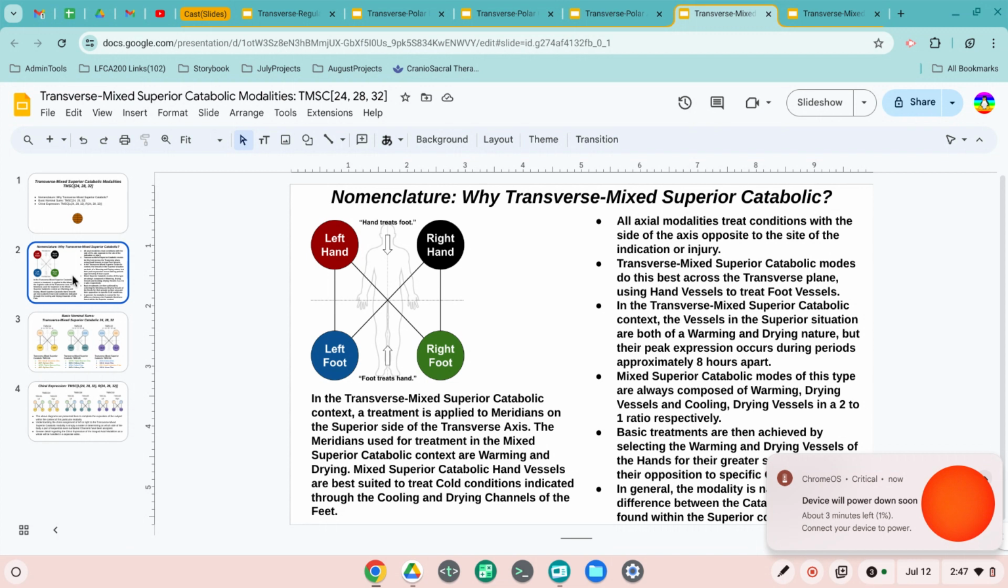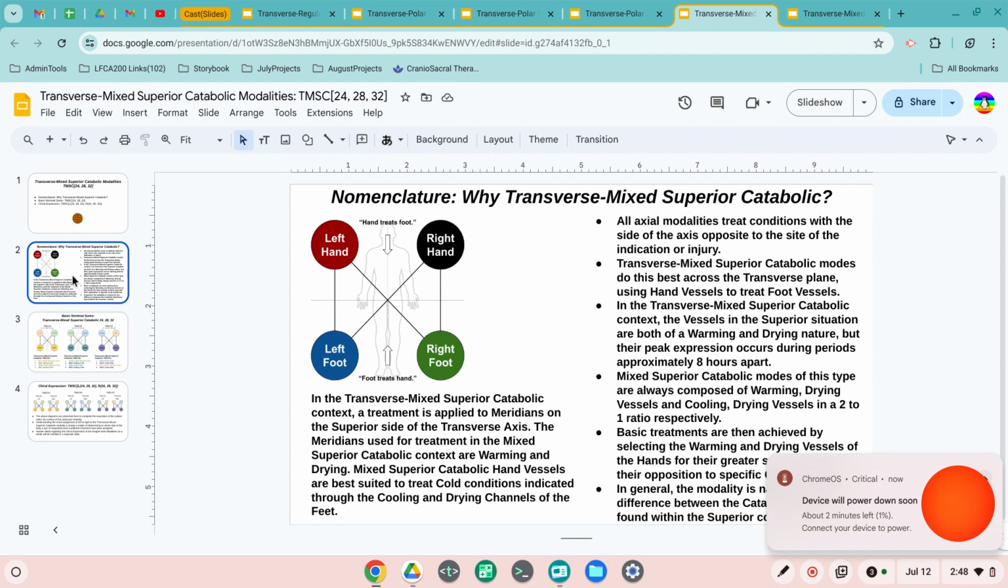In the transverse mixed superior catabolic context, the vessels in the superior situation are both of a warming and drying nature, but their peak expression occurs during periods approximately 8 hours apart. Mixed superior catabolic modes of this type are always composed of warming drying vessels and cooling drying vessels in a 2:1 ratio respectively. Basic treatments are then achieved by selecting the warming and drying vessels of the hands for their greater surface area and their opposition to specific cold conditions. In general, the modality is named for the difference between the catabolic meridians found within the superior context.